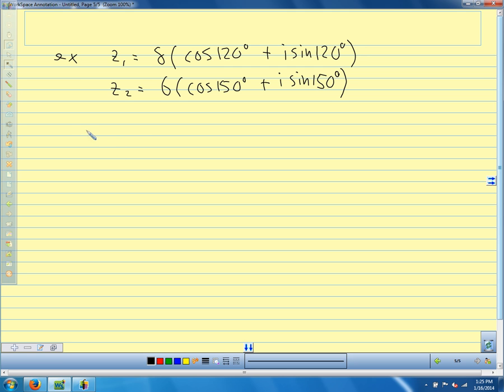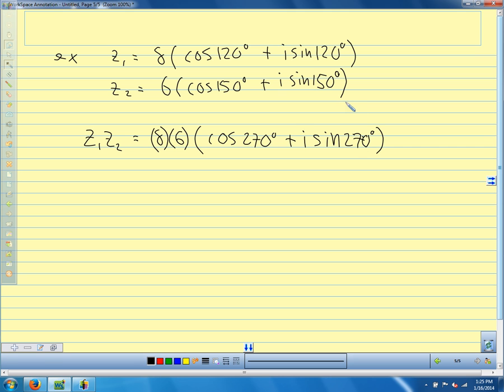So let's do Z1 times Z2. So we're going to multiply the moduli. That's going to be 8 times 6 times the cosine of, we're going to add our arguments, cosine of 270 plus i sine of 270. We just added our angles.